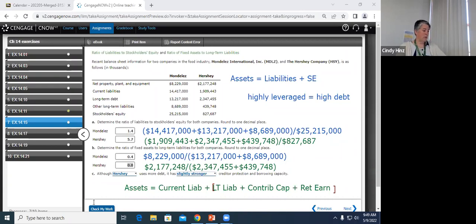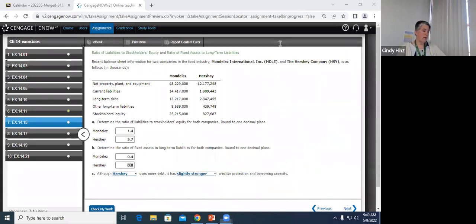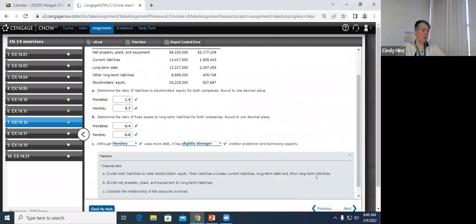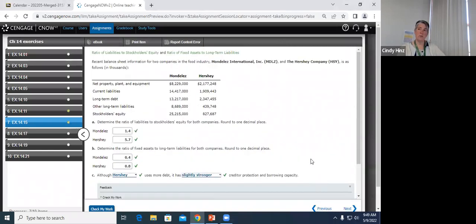Okay, I'm going to put the green check marks in here if I can, round that off. Any questions about these two calculations? Ratio of liabilities to stockholders' equity, ratio of fixed assets to long-term liabilities. There is no one way of reading that. There's no magic number for comparison.